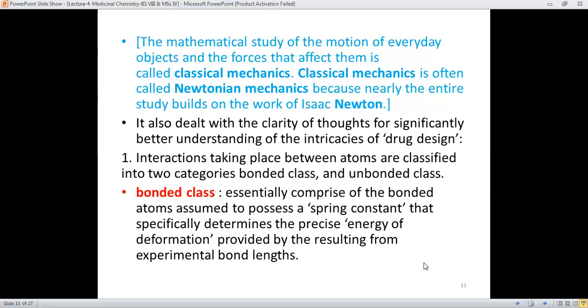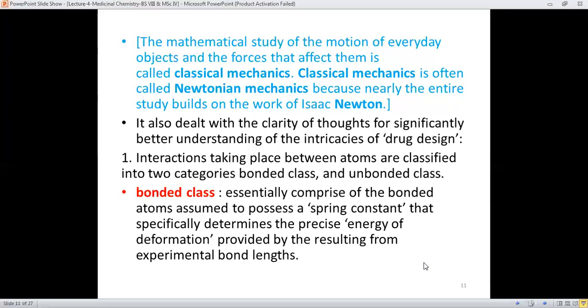The interactions which are taking place between the atoms are classified into two categories. It means the interactions taking place between the atoms, and these atoms are bonded in a molecule. What type of interactions are these? These may be the bonded class or the unbonded class. And today we are first discussing the bonded class.